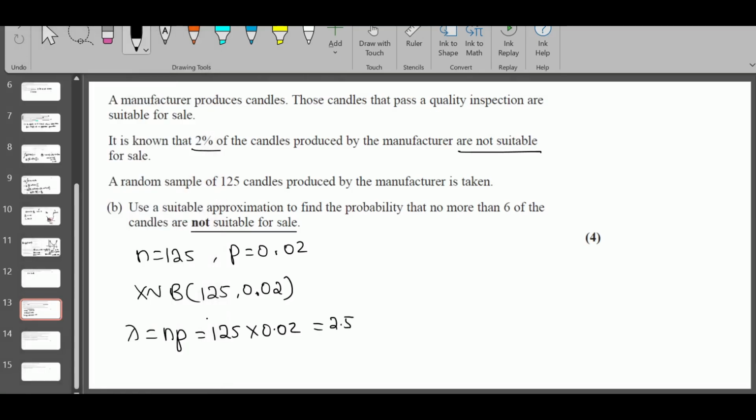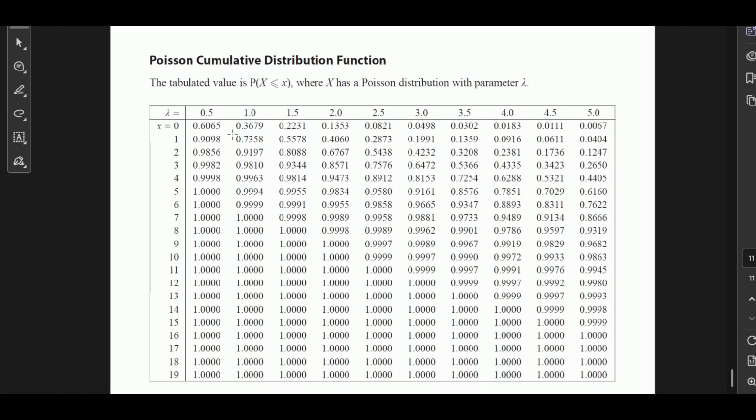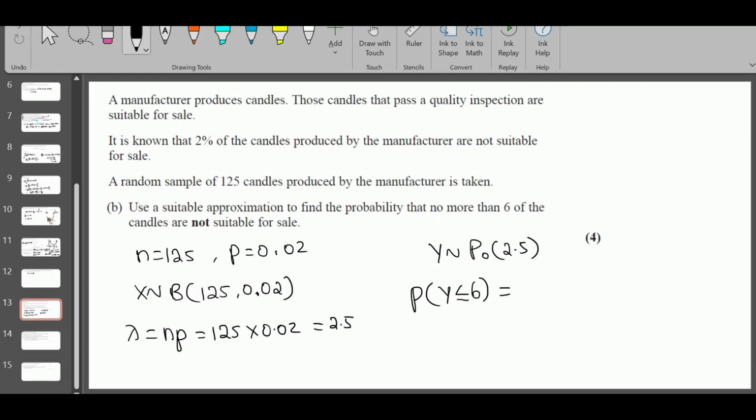So we can write Y follows Poisson distribution of 2.5. They want us to find the probability that Y is less than or equal to 6. Just take the table value for lambda equal to 2.5 and x equal to 6. So lambda 2.5 is this column, x is 6, 0.9858. The answer is 0.9858. That's all. You don't have to round it, actually, leave it as it is.